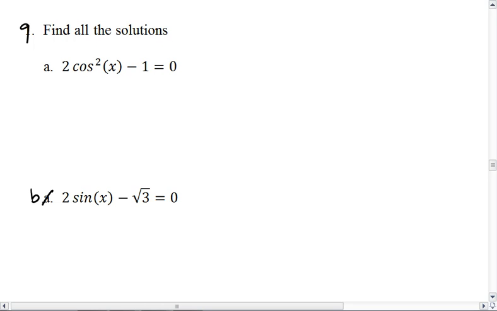In question 9, we're still solving trigonometric equations, but now we're solving for all solutions. We're not restricting it to an interval, although the process in general is extraordinarily similar. Let's look at part A.